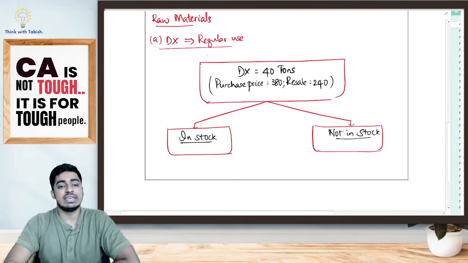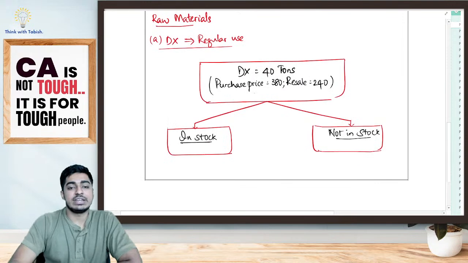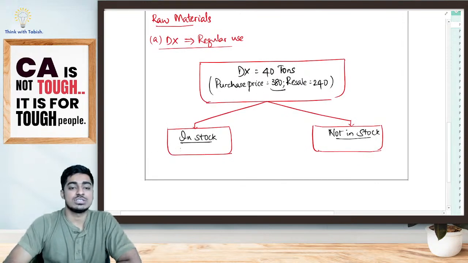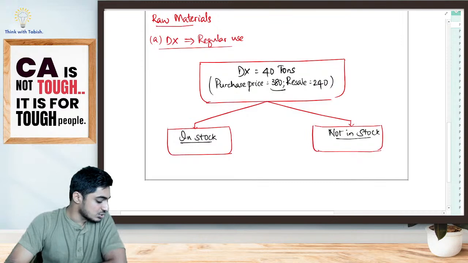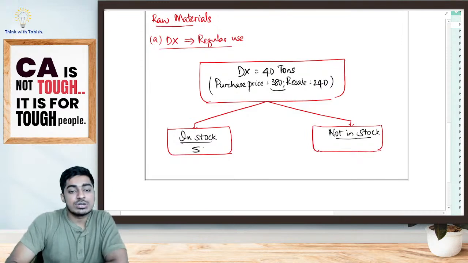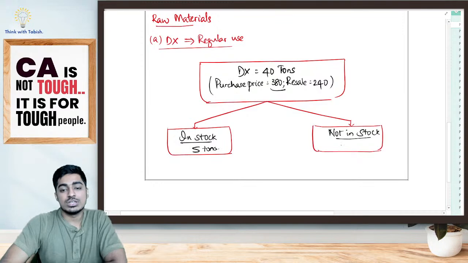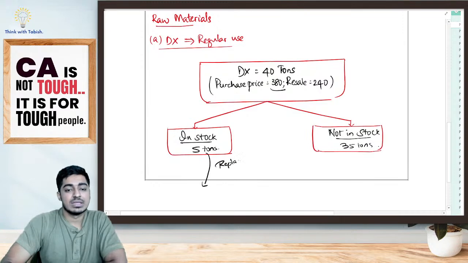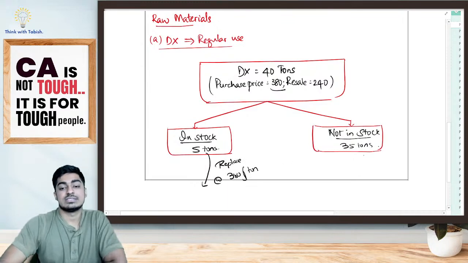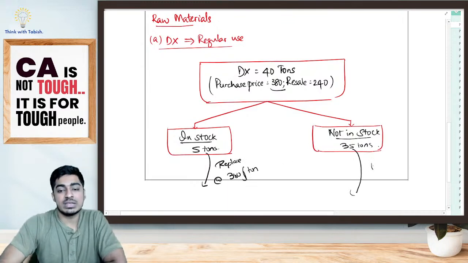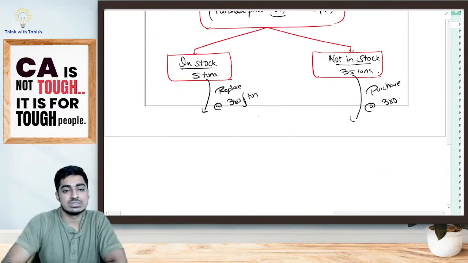Raw material DX, which is in regular use: 40 tons, purchase price is 380, resale cost is 240. How much is in stock, students? 5 tons is in stock. How much is not in stock? 35 tons is not in stock. So the 5 tons which is in stock, I need to replace at the rate of 380 per ton. The item which is not in stock, I need to purchase; replace, purchase, one and the same, again at the rate of 380 per ton. So how much will I be incurring, students?